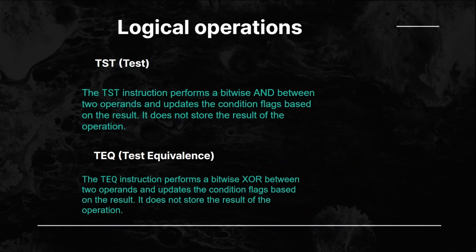The TST and TEQ instructions in ARM assembly are used to perform bitwise comparisons between registers without storing a result. These store the result into the CPSR. As I discussed, these flags can be used for conditional branching and other conditional instructions. TST performs the bitwise AND between the 2 operands, and the TEQ instruction performs the bitwise exclusive OR between 2 operands. Now let's see this more in the CPU later.